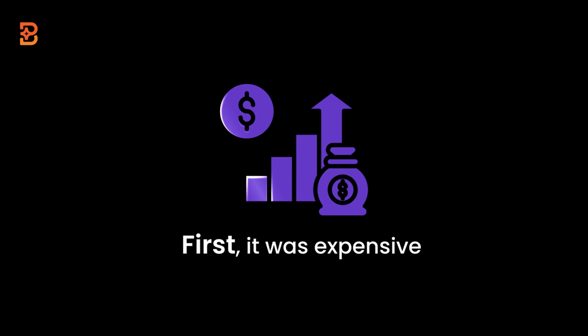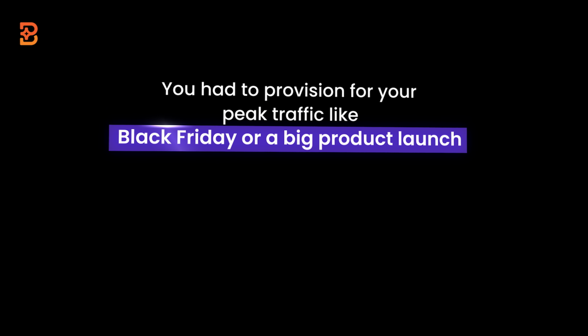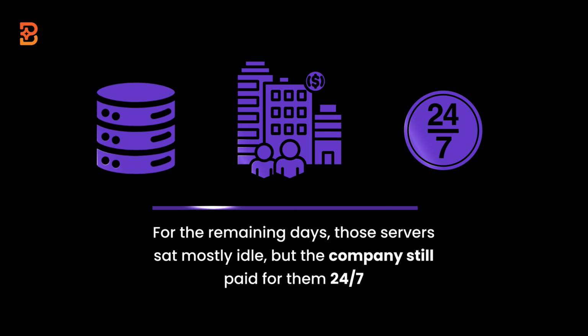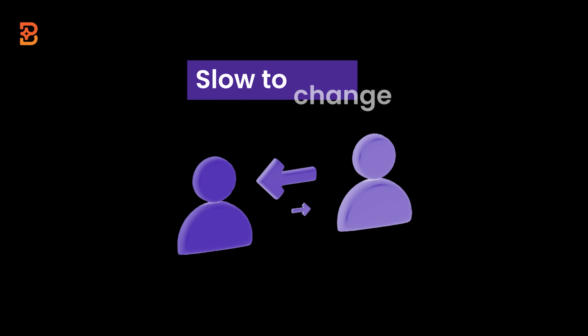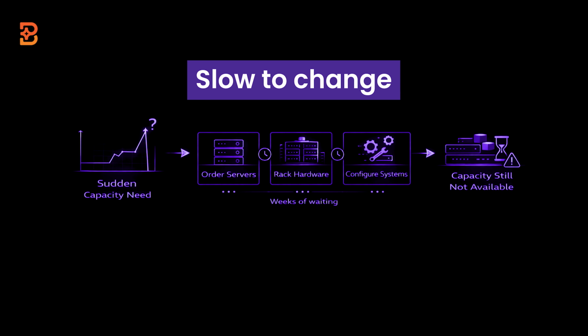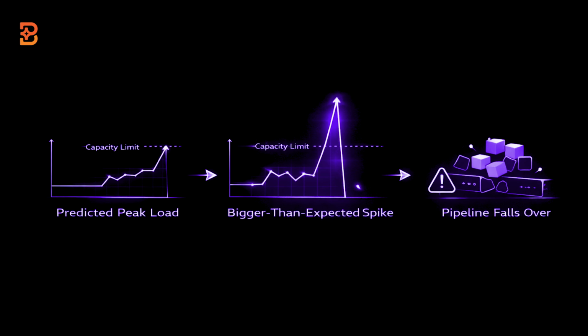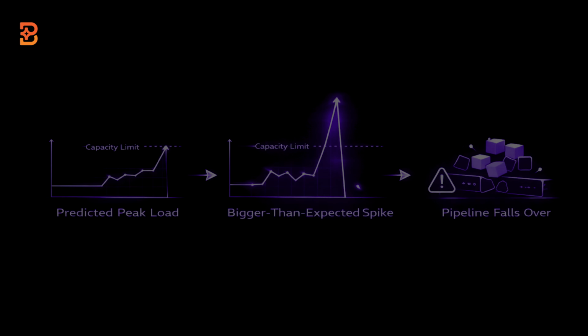First, it was expensive. You had to provision for your peak traffic like Black Friday or a big product launch, even though that peak might only last a few days a year. For the remaining days, those servers sat mostly idle, but the company still paid for them 24/7. Second, it was slow to change. If you suddenly needed more capacity, you might wait weeks for new servers to be ordered, racked, and configured. Third, it was risky. If your predictions were wrong and a bigger than expected spike arrived, the pipeline could fall over just when you needed it most.